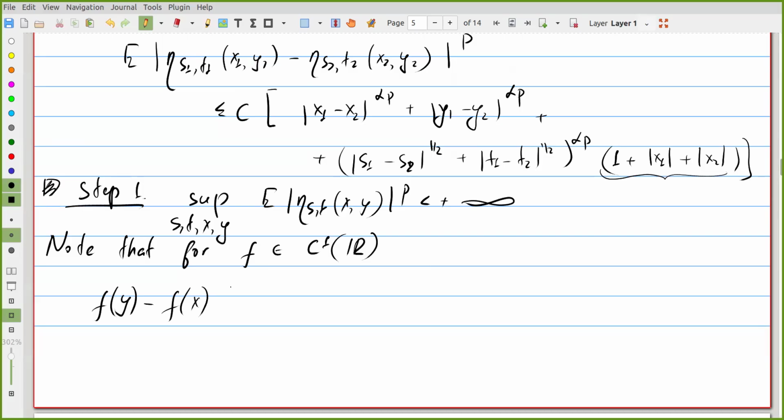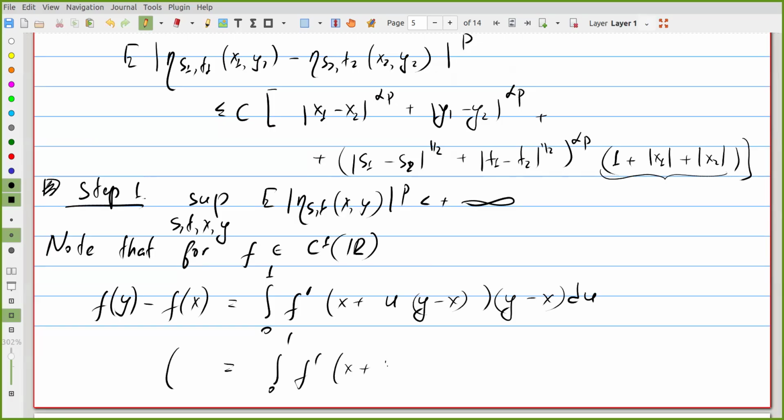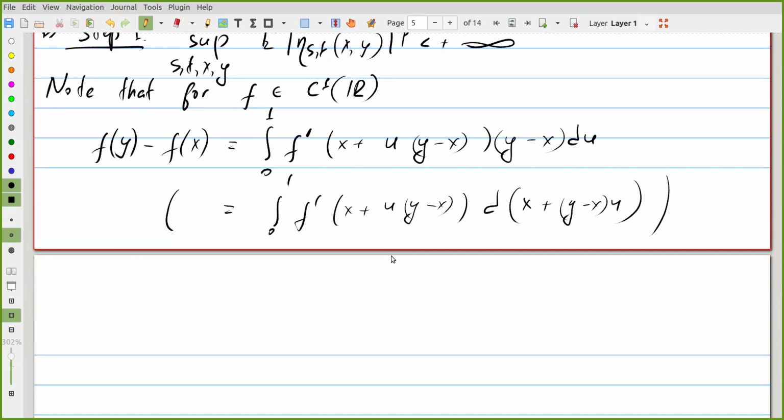For any continuously differentiable function, the following holds. So to understand why this is true, just write it as follows, and integrate. This is going to give you this. So now using this formula for fixed r, we can write the following.